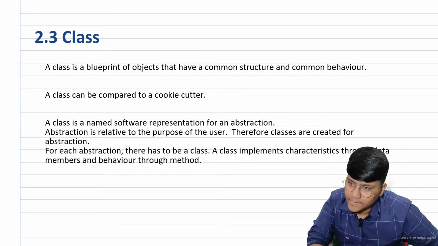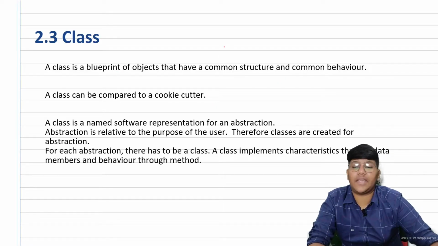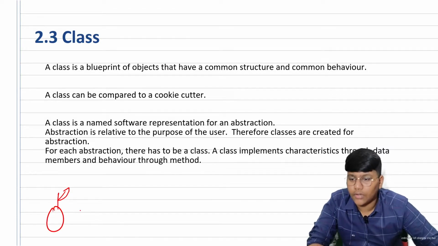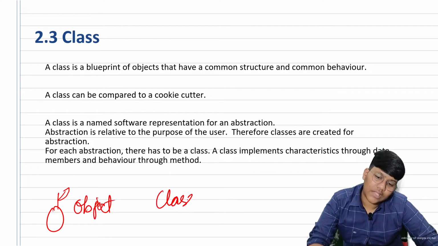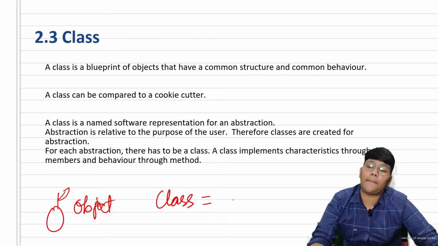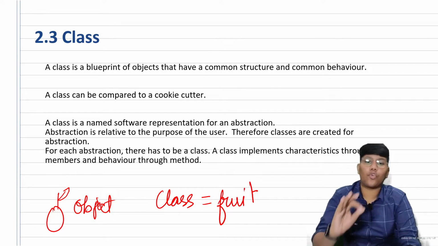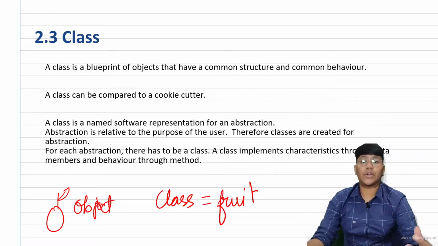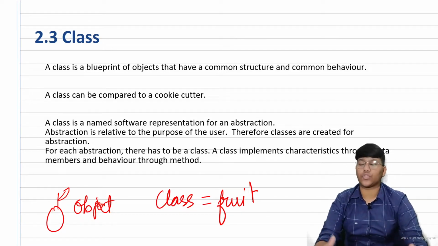Then comes a class. What is a class? A class is a blueprint of objects that have common structure and common behavior. For example, orange was an object, so that object's class is fruit, because fruit is a blueprint of objects that have common structure and common behavior. There are some similarities between orange and apple because they are fruits. So fruit is a class, the blueprint representing those objects.